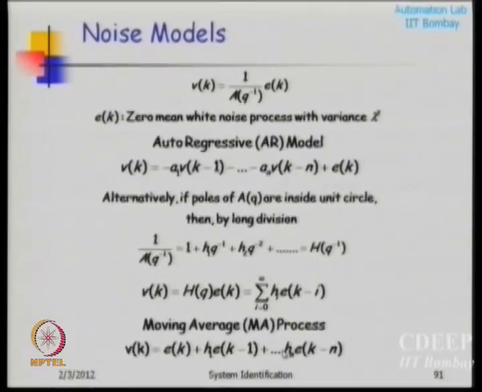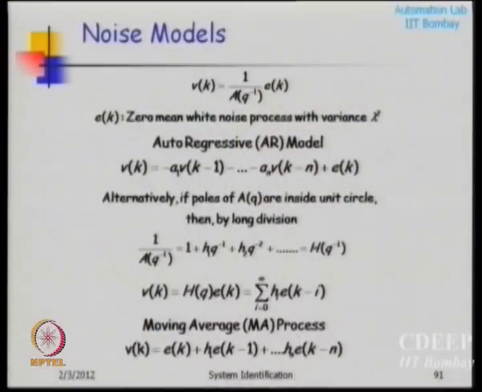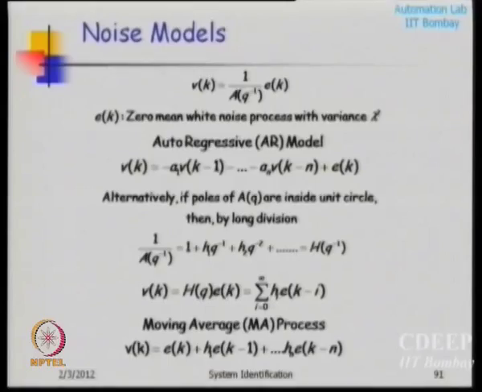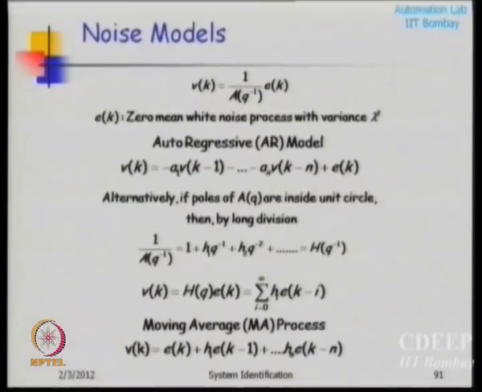This h here, you will see that it will go on reducing in value. h will go to 0 if the poles are inside the unit circle, and then you can truncate this series. So another way of constructing a model is the moving average process. I can develop an autoregressive model, an AR model, or I can do the MA model, the moving average model. These are two different ways of developing noise models.